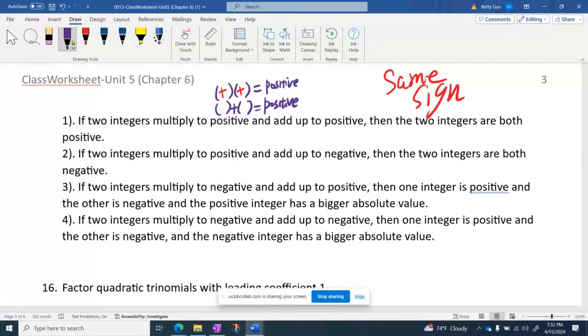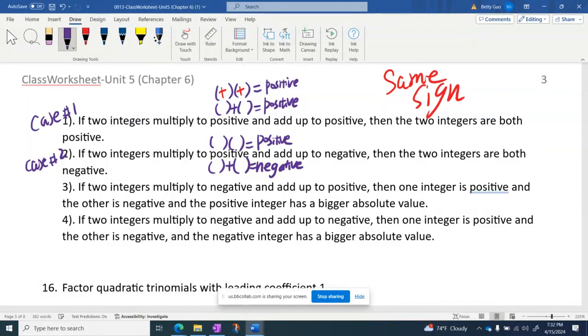Suppose, now the conditions have changed. Suppose the 2 integers multiply to positive, but this time they add up to negative. So basically we have 4 cases. This is case 1, done. Now we are talking about case 2.